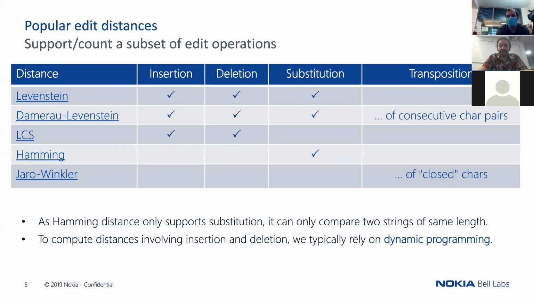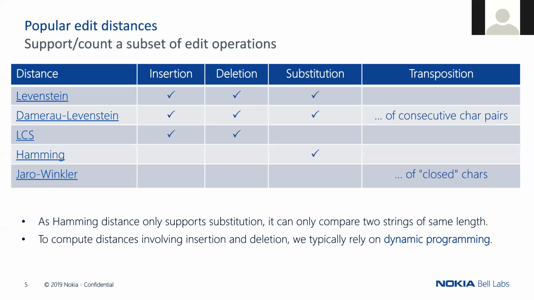Some observations, just by looking at this table and without entering into the detail of the implementation of each distance: you can see that, for example, Hamming only supports substitution. So it means that you could only consider two strings of the same length. If you have a string of n characters, you can only build, using substitution, another string of n characters. And that's why the Hamming distance only supports the comparison of strings of the same length.